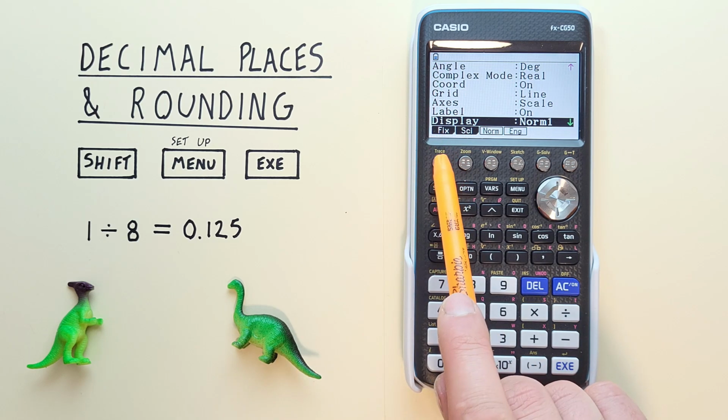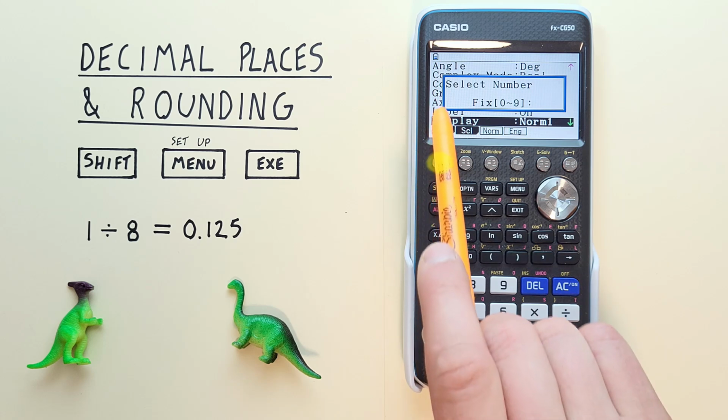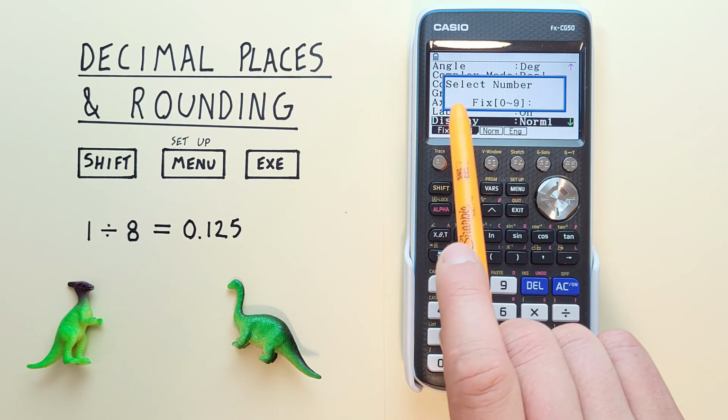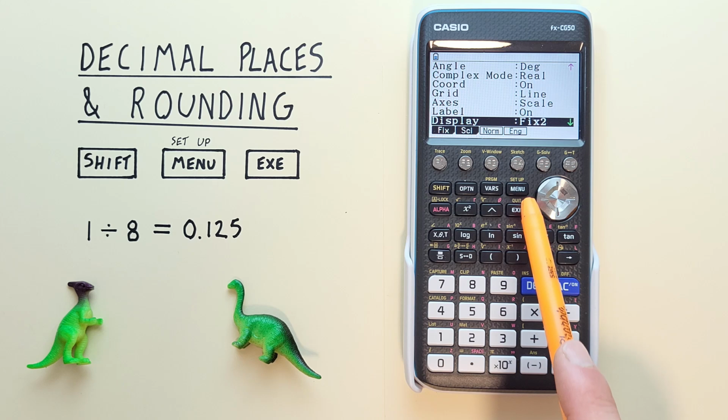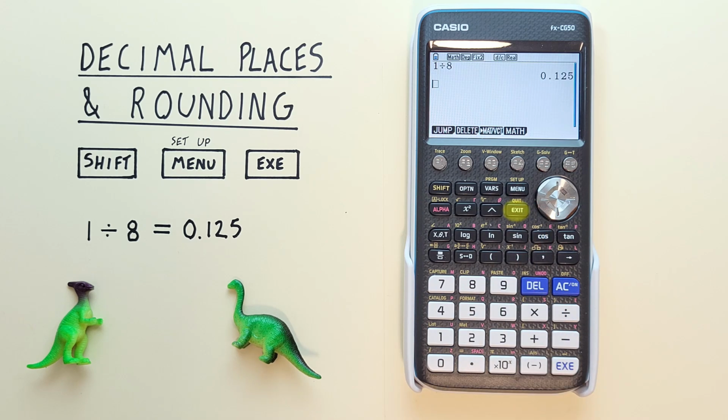So we hit that. Then we see this here, select number, fix. This is asking us to select the number of decimals to display. If we're looking for 2 decimal places, we just hit 2 and hit exe. And then when we're done with that, we just hit exit to leave this menu.